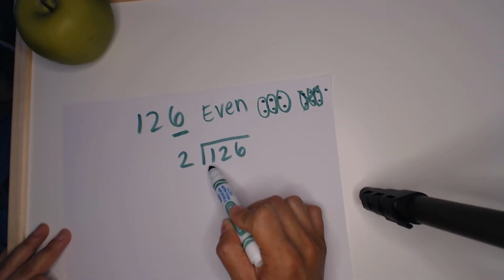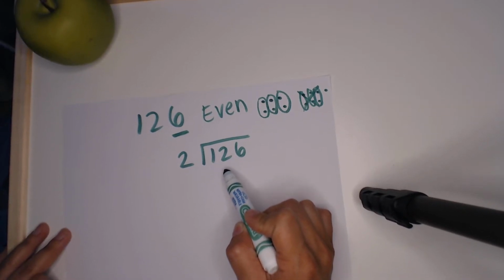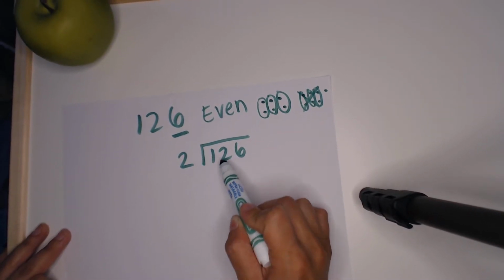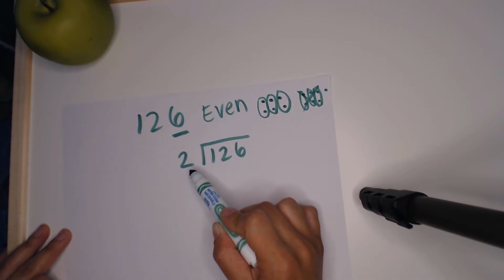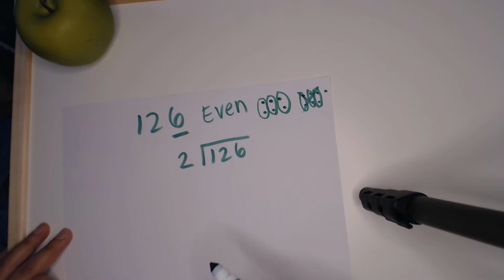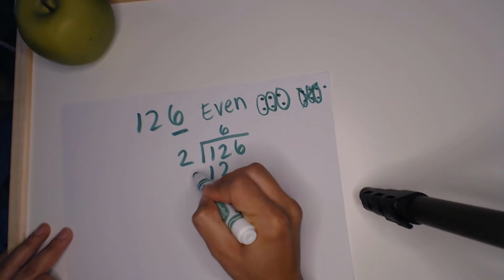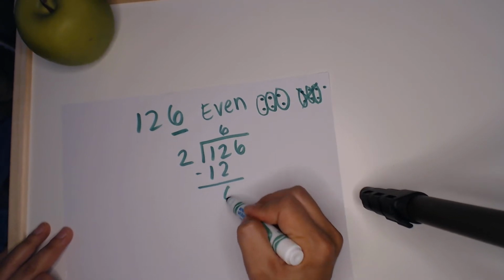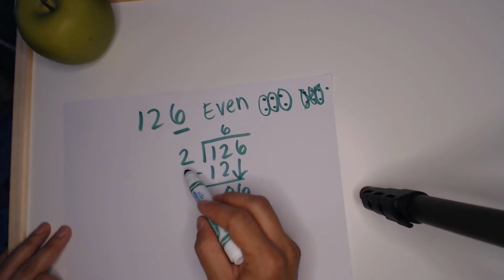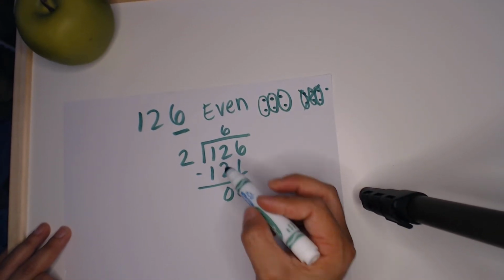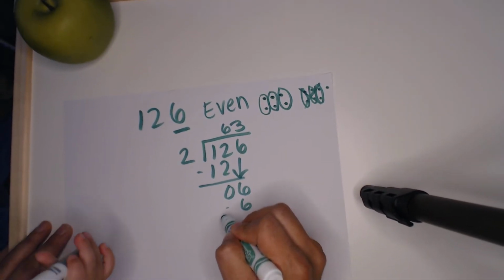So then I look at the next number, 2 numbers together, or 2 digits would be the better term for it. Can 2 go into 12? Again, is there any number times 2 that can give me the number 12? And I know that 6 times 2 is 12. So I would do that. I bring down my 6. And again, I look at, 2 times what number gives me 6? That would be 3. And then I would subtract.